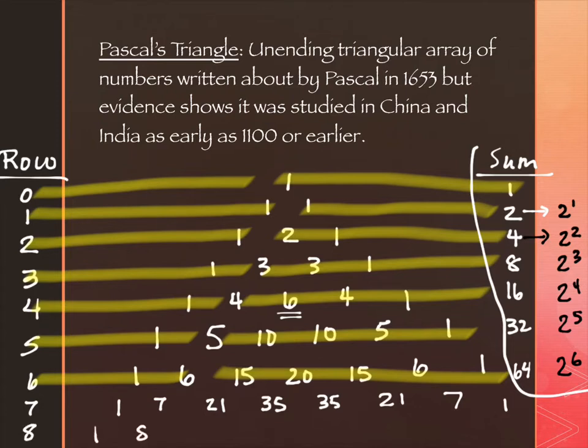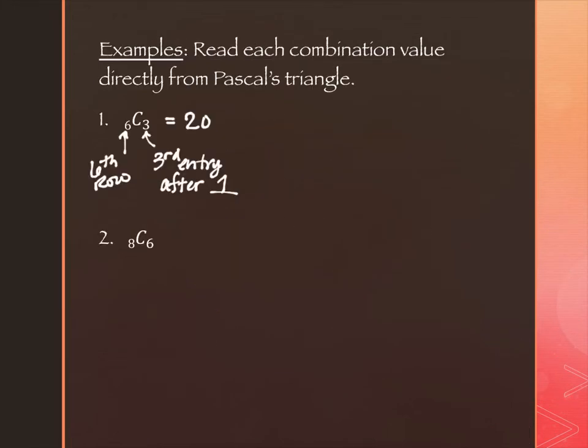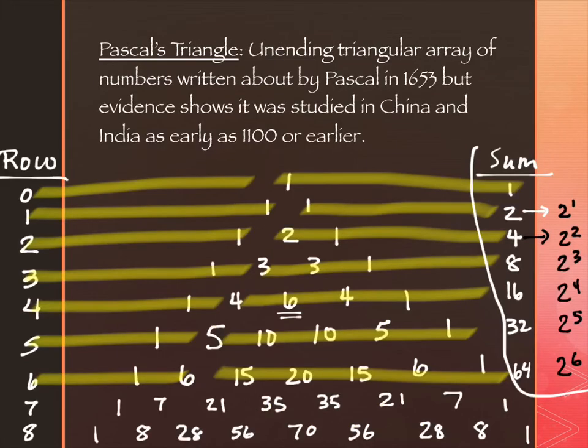1, 8, 28, 56. 56. Oh, no, 70. 56. Yep. 28. 8. 21. Okay, everybody good? Okay, so pause for a moment. I won't speak and I won't tell you the answer. I would like for you to figure out what 8C6 should be based on the work that we just filled in.